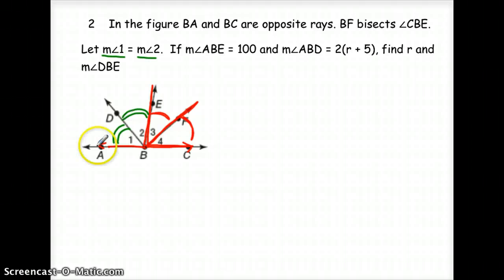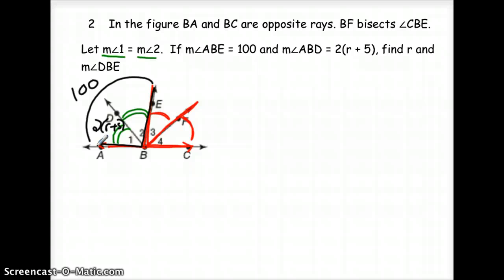Now I'm going to place my expressions into my picture. My ABE, that whole angle is 100, so I put a huge curve on, I wrote 100 there. A, B as in boy, D is 2 times the quantity R plus 5. All right, so now at this point, I have to find R, and then I have to find DBE.